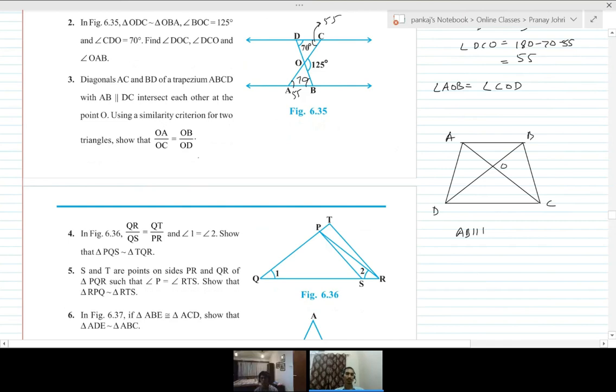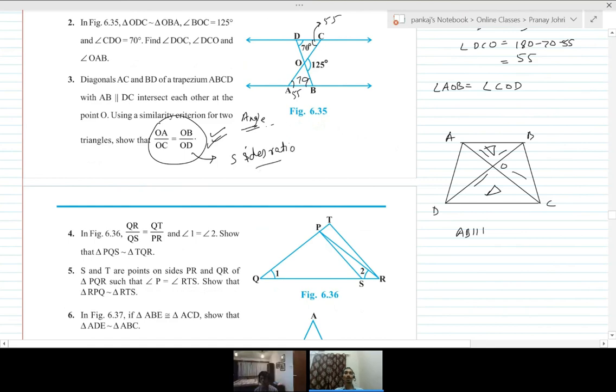This is OA and this is OB, and this OC, and this OD. If we can prove this triangle similar to this triangle, we can get that. For that we need to find the side ratio, so we need to prove it using the angle criteria. We need to find the angles, so obviously we start the question with sides.